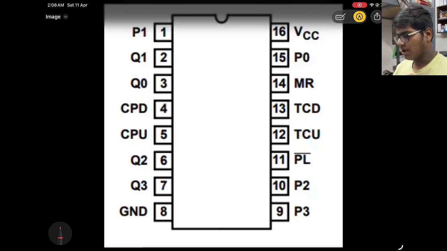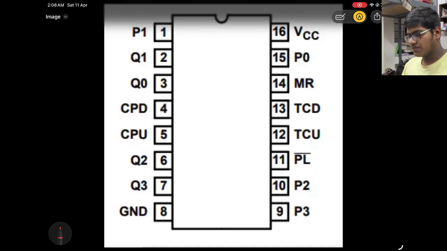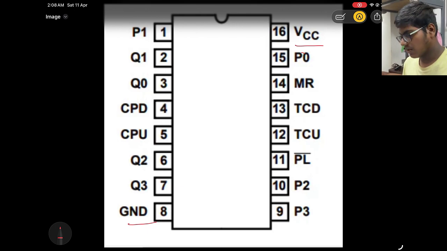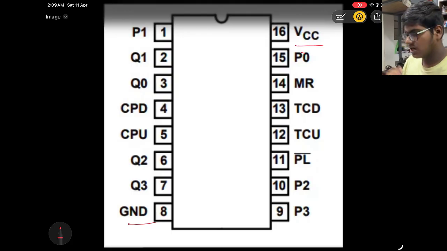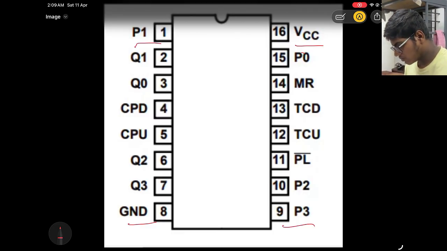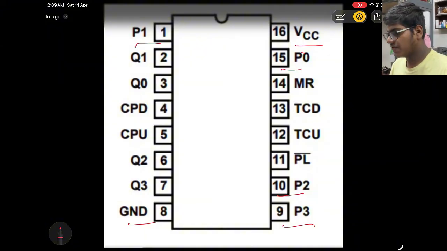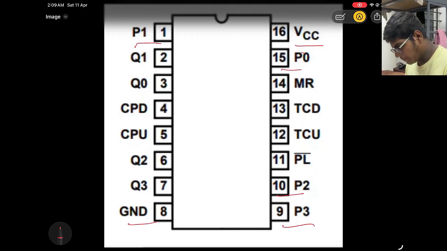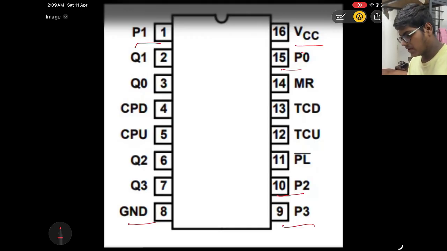Now I'm going to explain the pin diagram of the 74HC193. 74HC193 is a 16-pin IC. Pin 8 and pin 16 are power pins. 16 is connected to 5 volt VCC and 8 is connected to GND. There are 4 parallel inputs which can be given as prefixed values. These pins are pin 15, pin 1, pin 10 and pin 9.